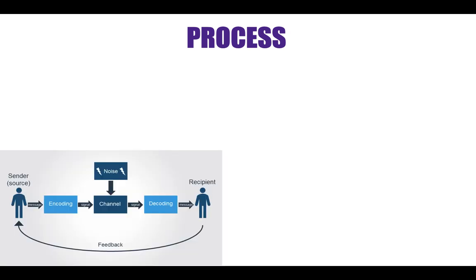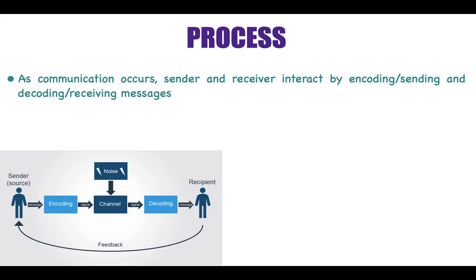Now let's see what is the process of communication. The process of communication starts with the sender who creates a message, encodes it, and through a proper channel sends it to the receiver. But the receiver decodes it and then receives it. Now, when the receiver receives the message, he sends the feedback back to the sender. Now, in the whole process, we can have some kind of noise. So, we have to take care of any kind of noise that will affect our communication.